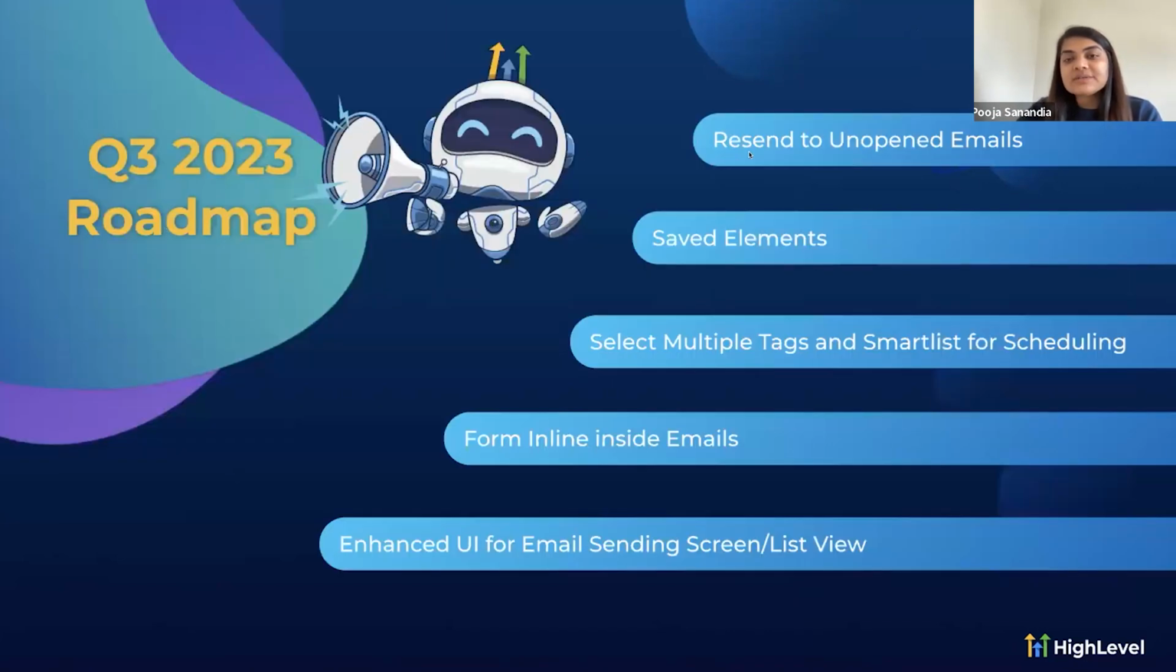Next, in quarter 3, these are the things that we have started our work around. We are working right now on resend to unopened emails. Right now, if you have sent a campaign and you want to resend it to those people that have not opened it, today there's no fast trigger or automation that is possible inside the email builder area, or a one-click solution.